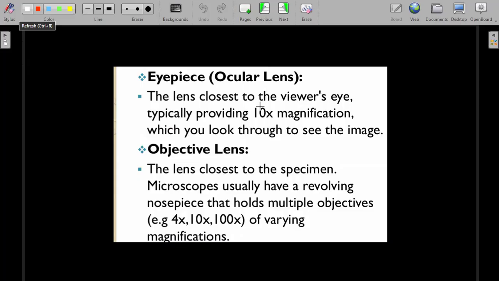Okay. So these ones are the ones which have the revolving nose piece, isn't it? That holds the multiple objectives, of varying magnification. So you can have magnification at 4 times. You can have magnification at 10 times. You can have different magnification, isn't it? So that's the function of the objective lens.